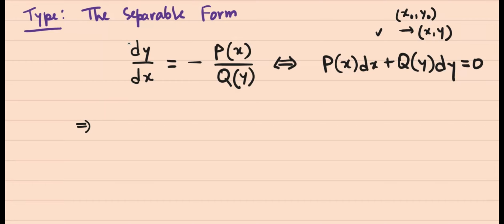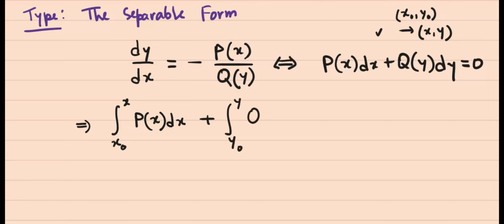Remember, after solving this, we want to find the solution as an equation, which is also called the integral curve. Therefore, the solution can be written as the integration from x0 to x of p of x dx plus the integration from y0 to y of q of y dy, and that is equal to 0. Okay, so this should give us our solution.